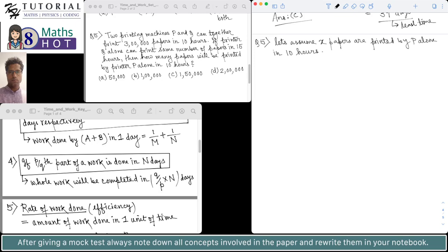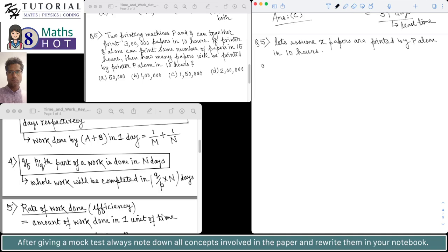Now let's see. It is given Q alone can print 3 lakh papers in 15 hours. Now we need to find how many papers Q alone will print in 10 hours. So let's write it in a different way.